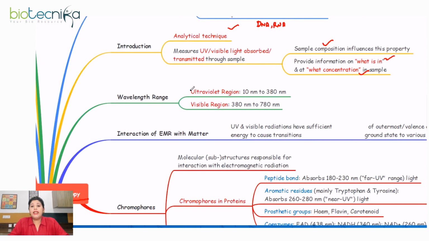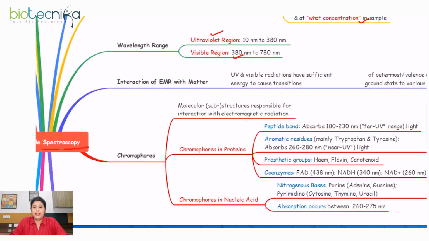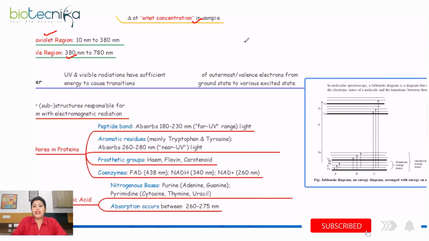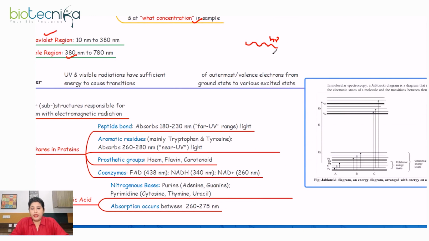Now, every electromagnetic radiation has specific energy, frequency, or wavelength. When we talk about the wavelength of the ultraviolet region, it ranges from 10 nm to 380 nm, whereas the visible region ranges from 380 to 780 nm. So let's find out what happens when these electromagnetic radiations interact with matter. When the UV visible radiation, let's say the radiation which has a photon of energy h nu, strikes an atom or a molecule, right?